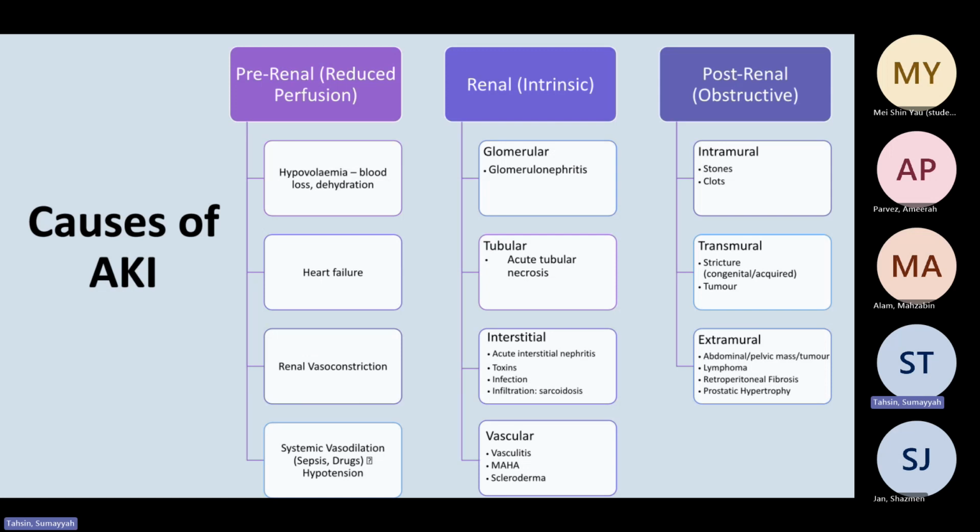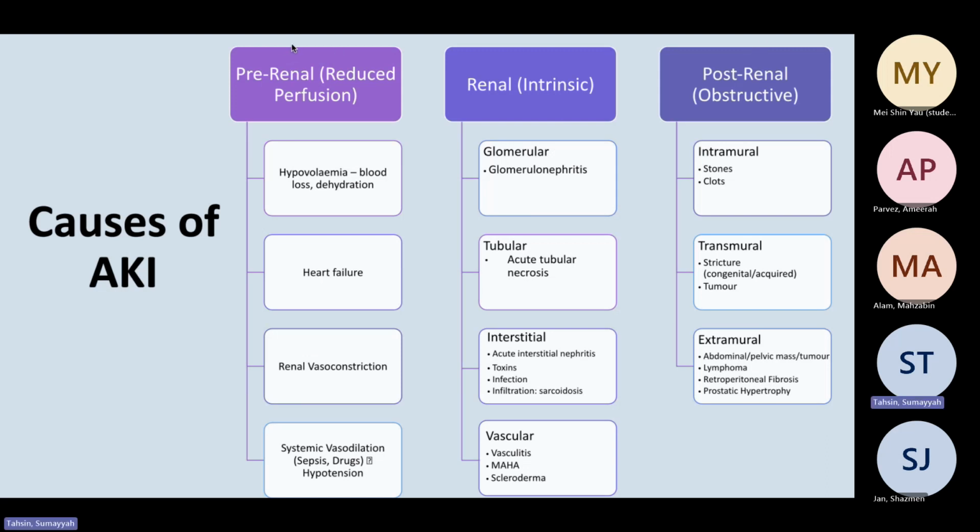A renal AKI would be one in which there is an intrinsic defect within the kidney, and this can be separated into something wrong with the glomerular apparatus. So for example, glomerulonephritis, which we'll cover later on today. Something wrong with the tubules. So for example, acute tubular necrosis. Something wrong with the interstitium. So you've got acute interstitial nephritis, toxins that may affect it, an infection or an infiltration, for example, sarcoidosis. And then something wrong with the vasculature. So for example, if there's vasculitis or scleroderma.